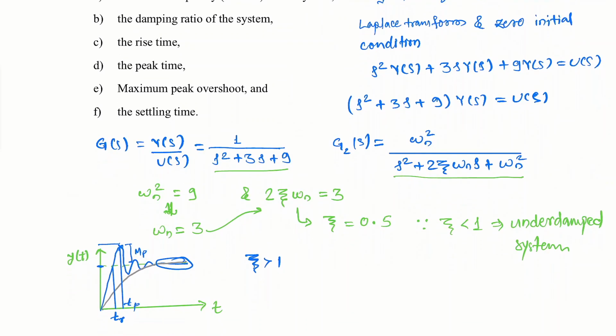So this omega n is called the natural frequency, and this zeta is called the damping ratio.